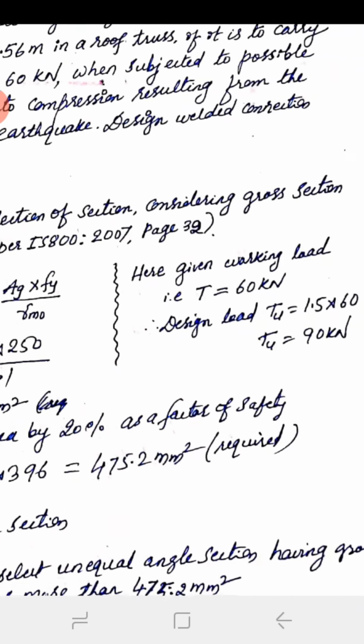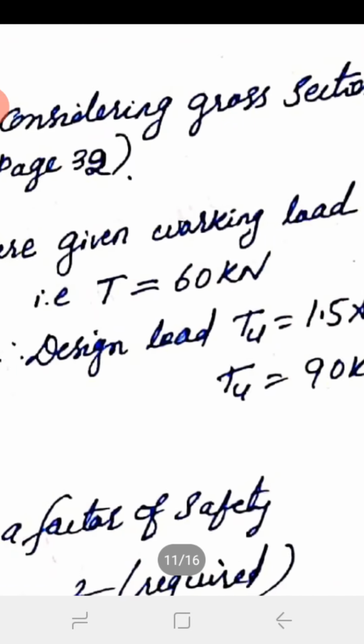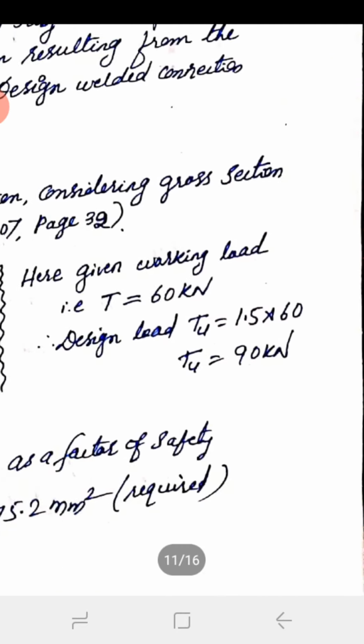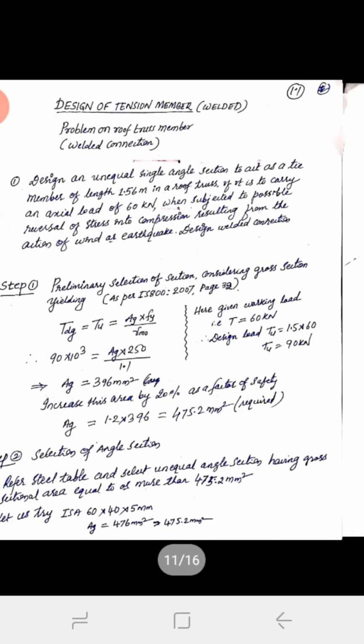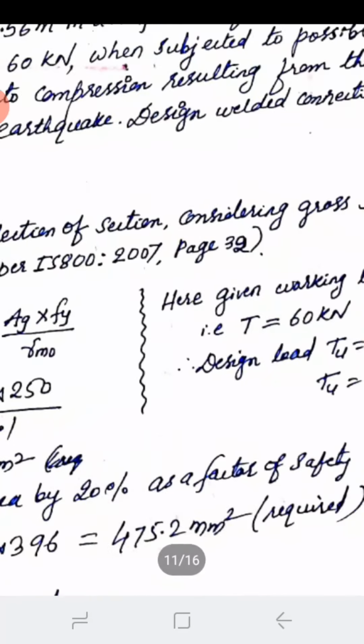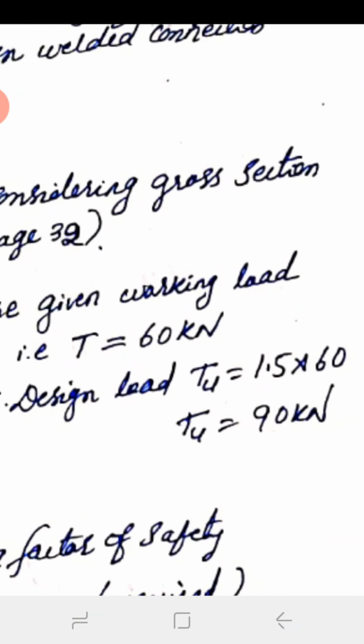Here the working load is given, that is T. This is the working load given, 60 kilonewton. You have to make it factored, so that it becomes a design load. You have to multiply it by 1.5. So 1.5 into 60 becomes 90 kilonewton. This is the design load. For this load you have to select the section.